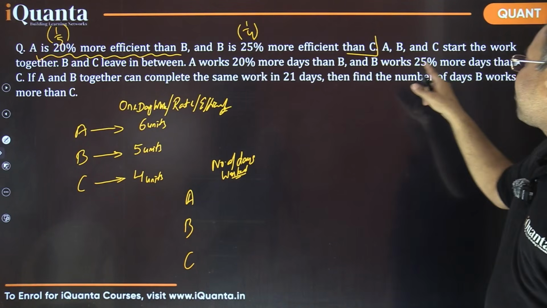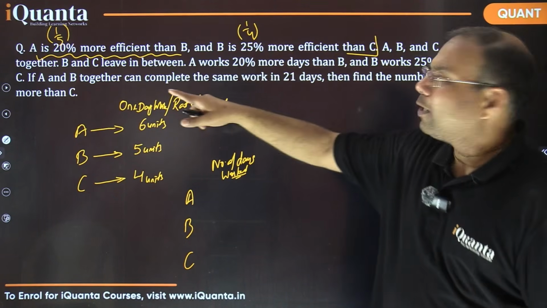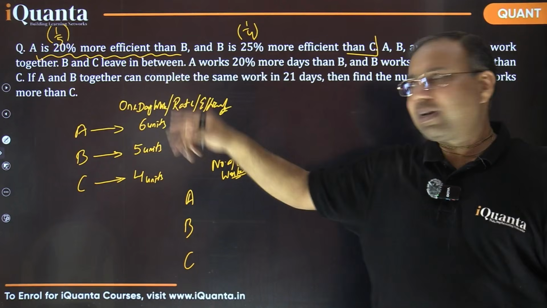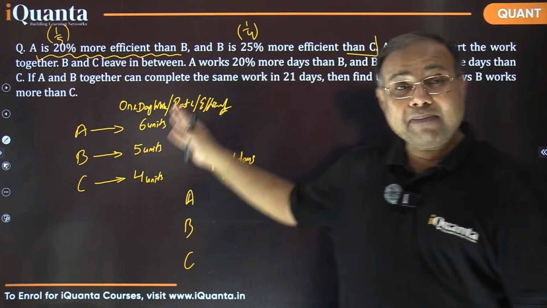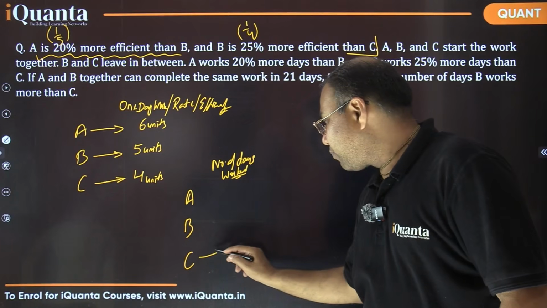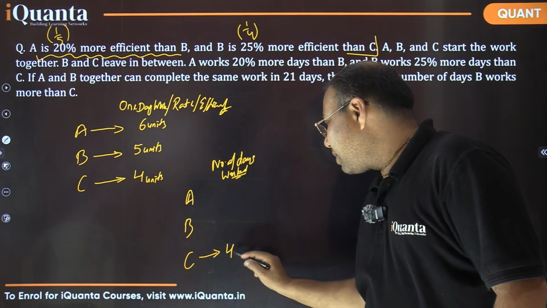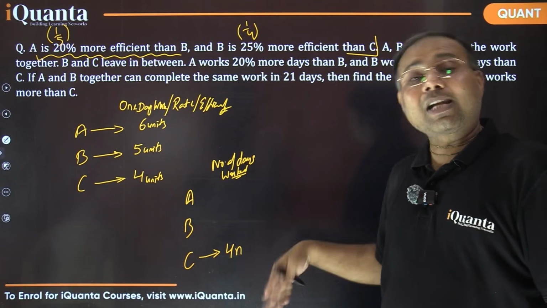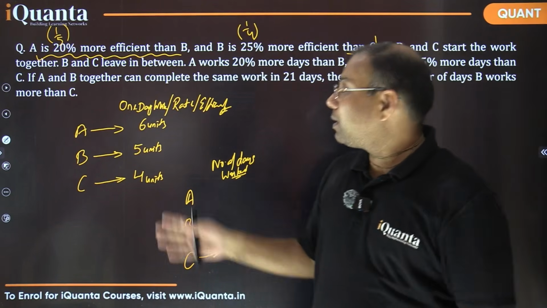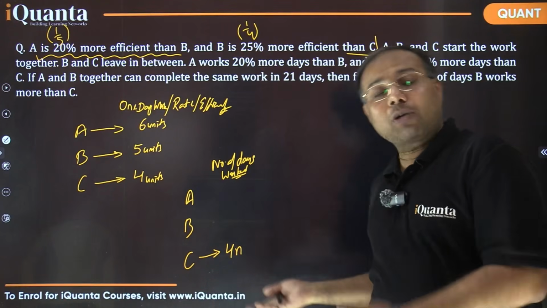And now B works 25% more days than C. That means C is working for the smallest number of days, and the numbers are again the same. 25% was 1/4, so I'm going by the same numbers. So if C is working for 4n number of days, and this time I'm using a variable as well, because I can't say exactly they are working for 4 days, I assumed per day work also, I assumed the total days also.